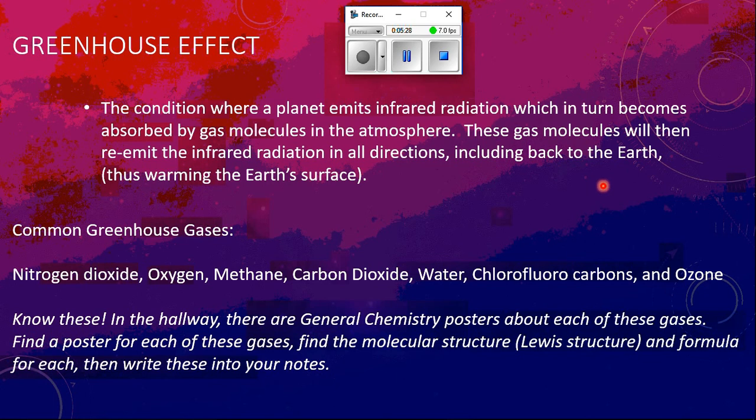There are 7 common greenhouse gases. Nitrogen dioxide, oxygen is actually a greenhouse gas. Not a great one, but it is one. Methane, the big culprit, carbon dioxide. Water, chlorofluorocarbons, otherwise known as CFCs, and ozone.